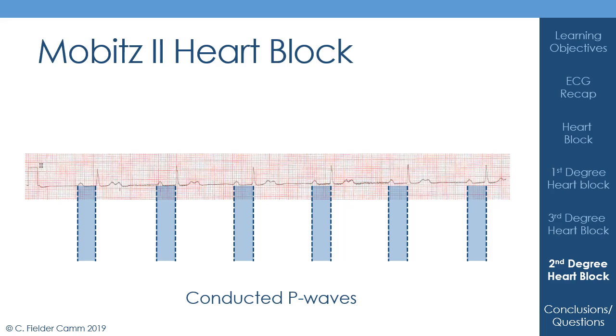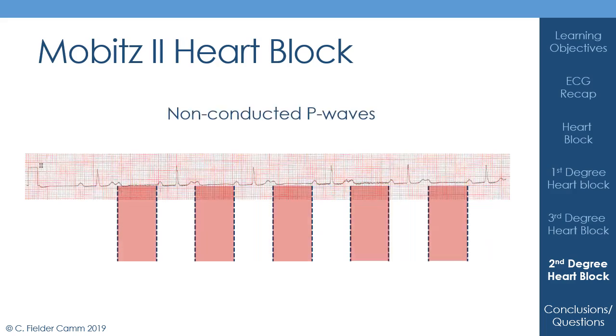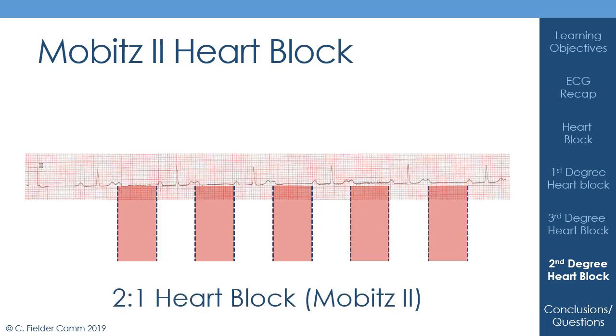Now, these P waves are conducted. So you can see that you've got a P wave followed by a QRS complex. And that PR interval is a little bit long, isn't it? It's coming up towards maybe 400 milliseconds. So it's prolonged, certainly, but they are being conducted. And that compares with these ones just after the T waves, where you can see that there's a P, then no QRS complex, and then another P wave. So those are non-conducted P waves. So you've got 2 P waves for every QRS complex. So this is some form of 2-to-1 heart block.